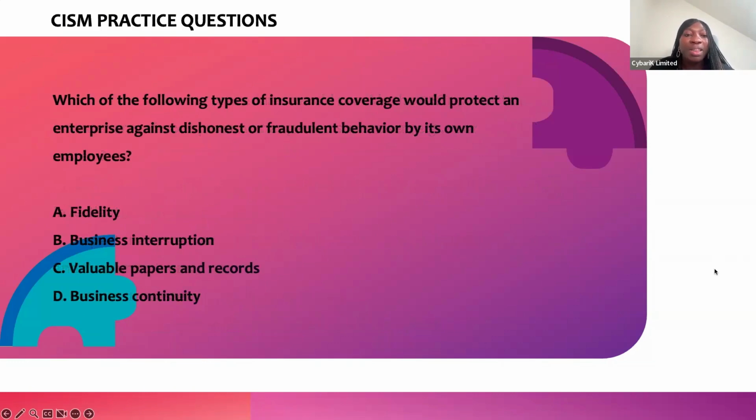And then that takes me to the last question. Which of the following types of insurance coverage would protect an enterprise against dishonest or fraudulent behavior by its own employees? Of course, it is called fidelity. Fidelity means insurance coverage against loss from dishonesty or fraud by employees.